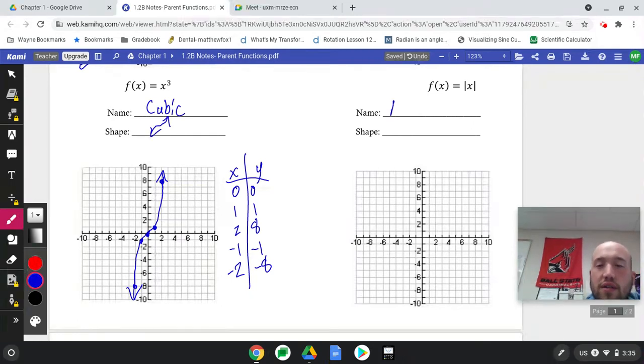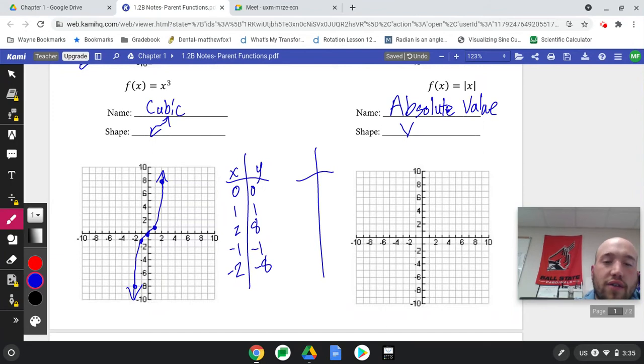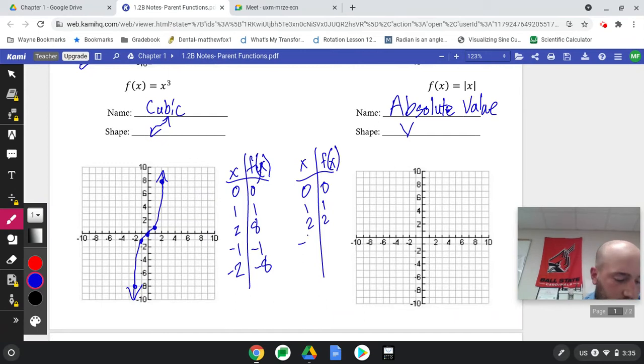Our last one here on this row is the absolute value function. And some of you might already know what this looks like. It looks like a V. If we plug in our values, oops, I put y there instead of f of x. If we plug in our values for x, if I plug in 0, the absolute value is 0, 1 is 1, 2 is 2. Now if I plug in -1, I'm still going to get 1. -2, I'm going to get 2. Okay, so you draw it like that.